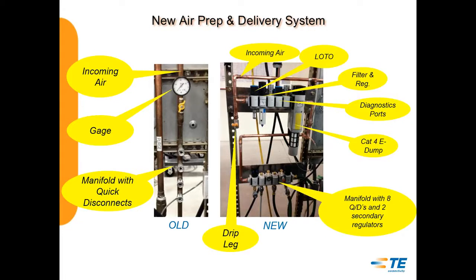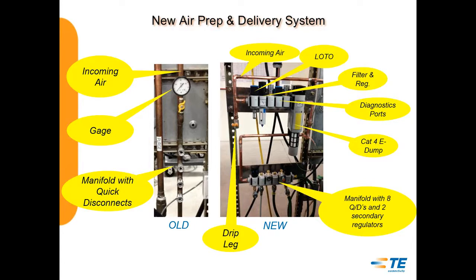The air prep system on this molding rack, we had on the left there basically air coming in, a gauge, and a manifold with some quick disconnects. We weren't filtering it. We didn't have a way to really dump the air from an emergency lockout, tagout standpoint. So one of the things we did to improve that, when we brought the air down, we ran it through a drip leg so we could catch some of the contaminants before they got into the air prep equipment.